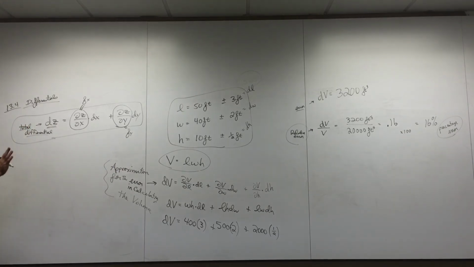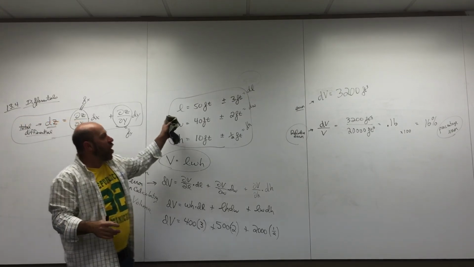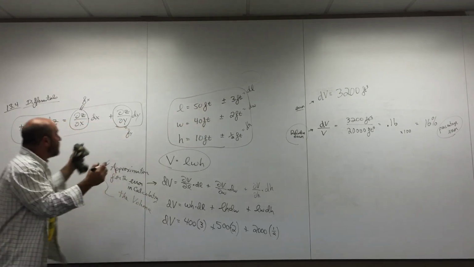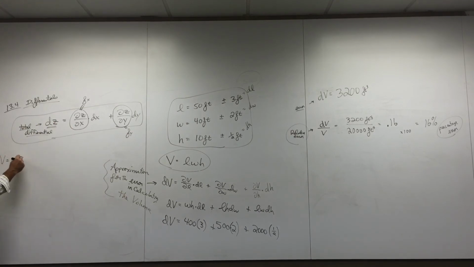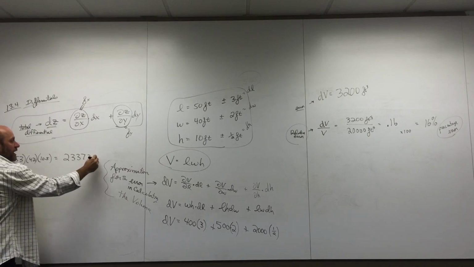But before we leave today, one more little thing. What if we did the overestimated volume? In other words, what if I did the volume when it was 53, 42, and 10.5? Are you following me? If I did really use the maximum possible error on each one of those variables, what would this volume be? 23,373 feet cubed. Okay, thank you.